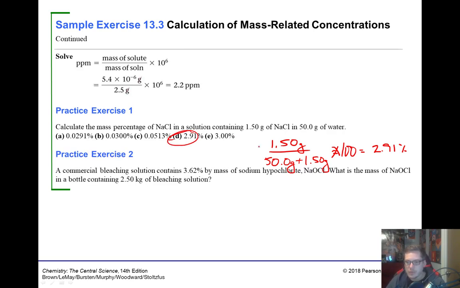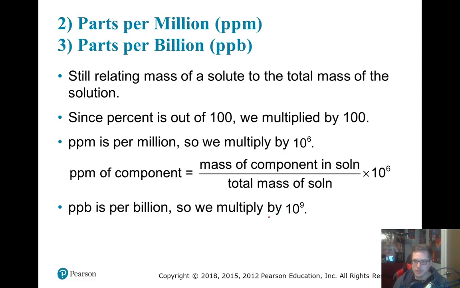Easy enough. And you can work this one on your own. It's really not that hard. A commercial bleaching solution contains that percentage. What is the mass of sodium bicarbonate in that many kilograms of bleaching solution? So essentially, you just have your 3.62 is equal to X over your total solution. So this would be 2,500 because this is in kilograms. And then times 100. So divide by 100, multiply by 2,500, you're done.